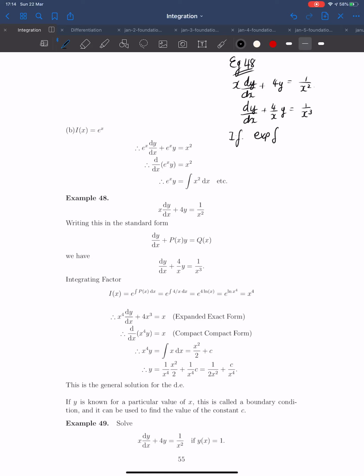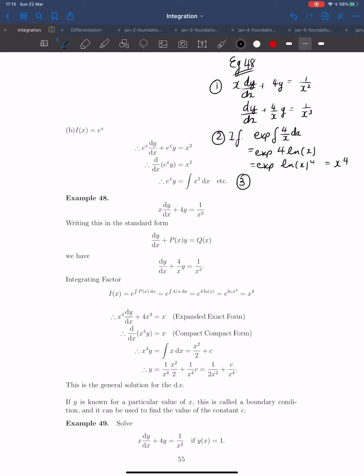Anyway, step 2, integrating factor. It's the exponential of the integral of 4 over x dx. So it equals the exponential of 4 ln x, the exponential of ln x to the power 4, which is x to the 4. That was step 1. That's step 2.